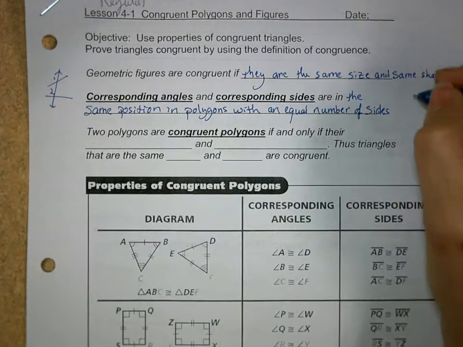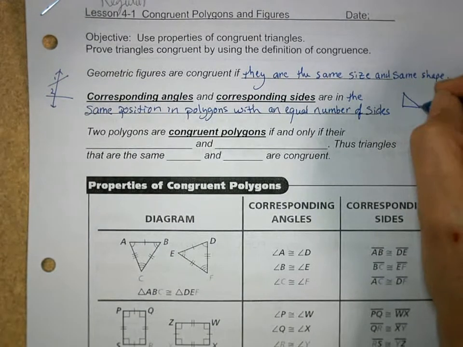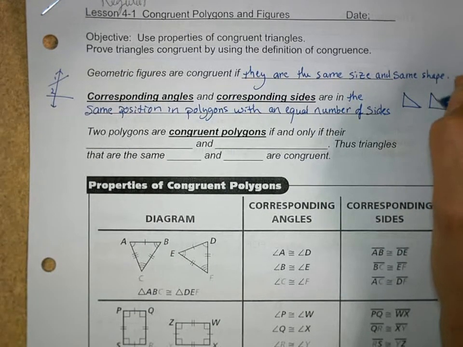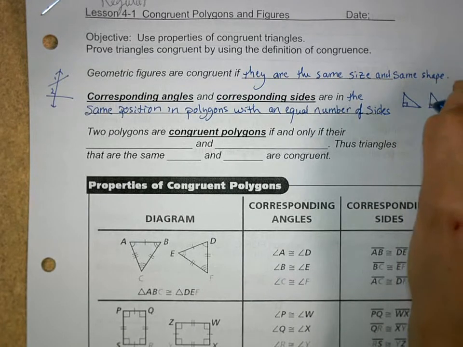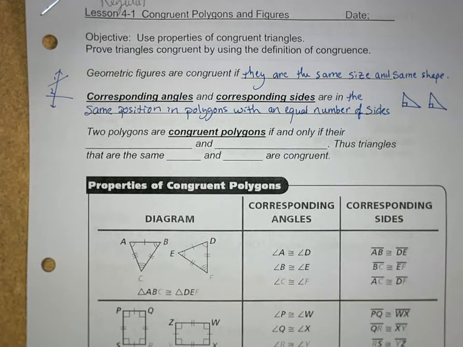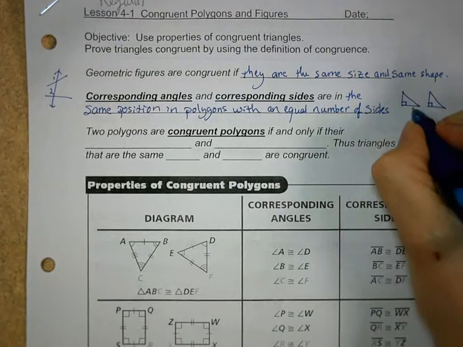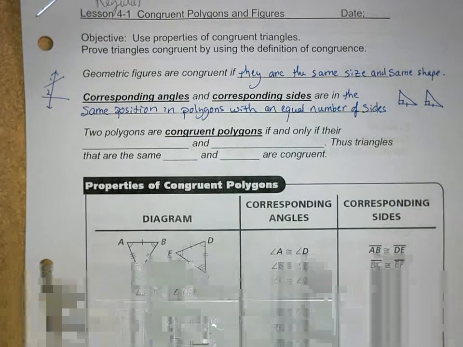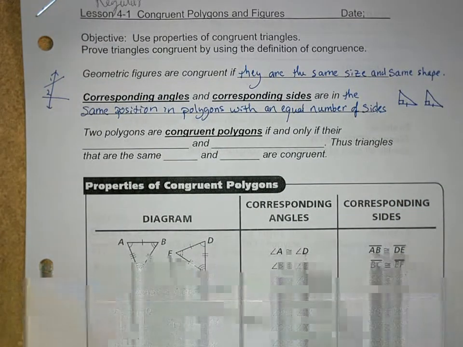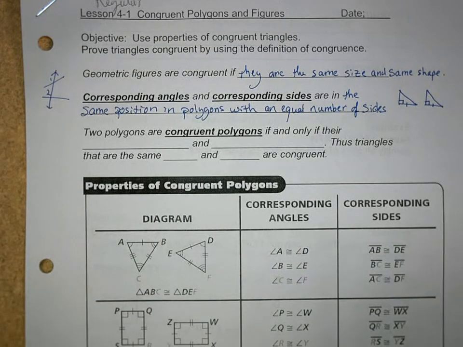An example of that would be like two triangles here. Notice I'm going to make two right triangles. The two boxes, the right angles, are the ones that correspond. The two sides that are the same length, those are the ones that correspond. They're in the same position, the same location. It's basically a matchy-matchy game.